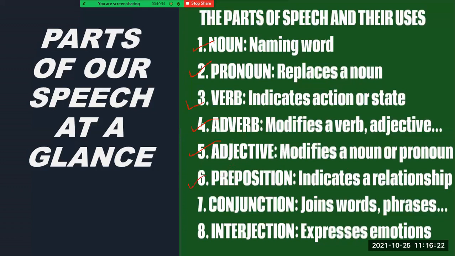Now, the preposition indicates a relationship between one person or thing and another. That's what a preposition does. A conjunction is a joining word, a word that joins two words or two phrases or two clauses. While an interjection is a word that expresses emotion, powerful feelings.